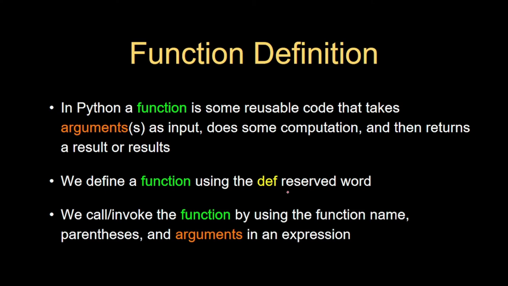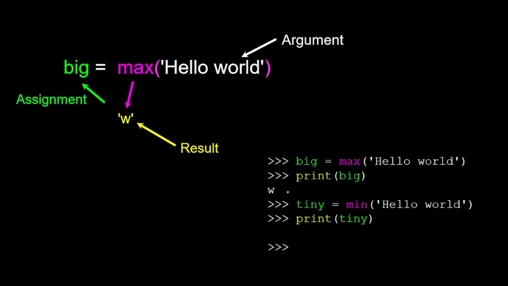In Python, a function is some reusable code, as I told you. We define a function using the def keyword, as I told you before. We call or invoke the function by using the function name, parentheses, and arguments. If there is a list of parameters in the function definition, you should pass a value inside the parentheses when calling the function. Let's see this: big equals max of hello world. This is the argument. This is the function name. This is the variable that holds the result of the function call.